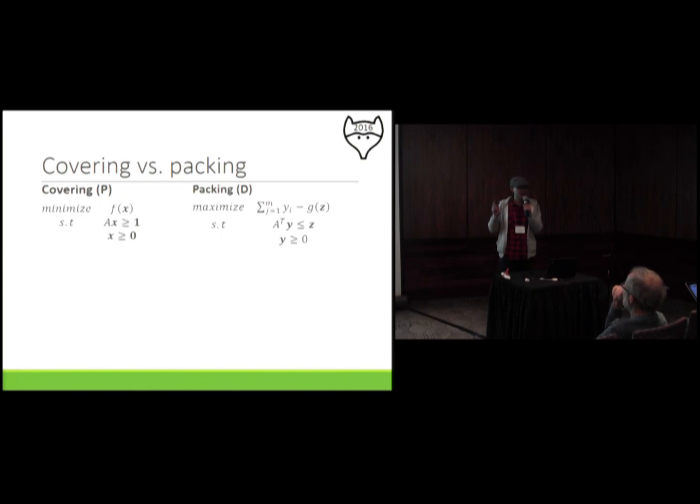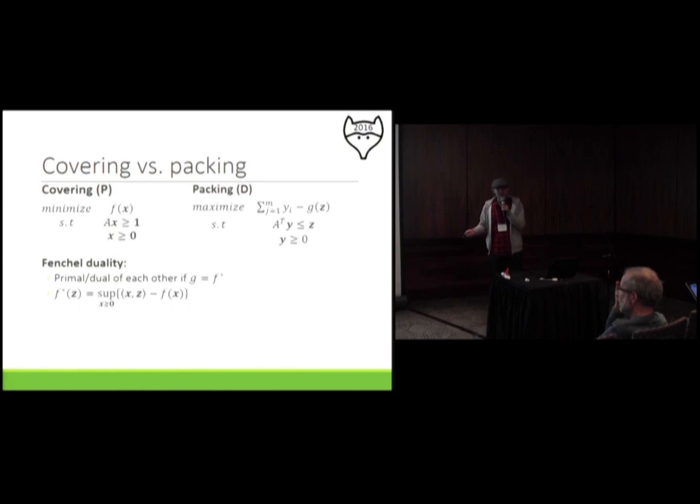Now we have both the covering problem and the packing problem. And some of you may have noticed something about it. Actually, they are primal and dual of each other if G is the conjugate of F. So the definition of convex conjugate is the supremum of xz minus f(x).